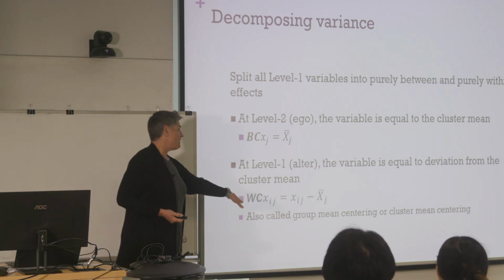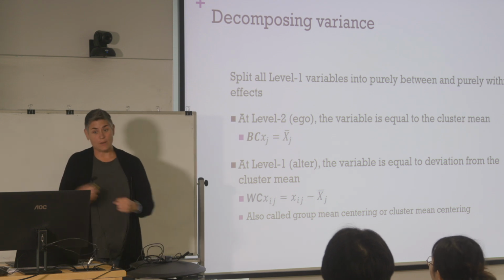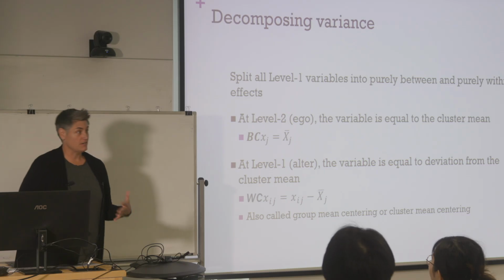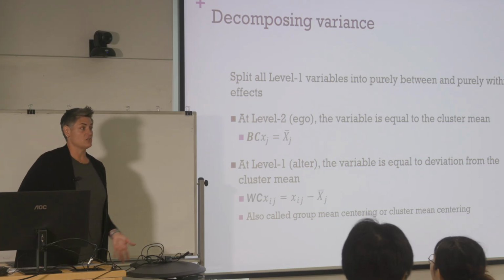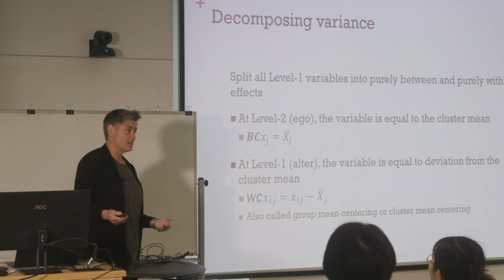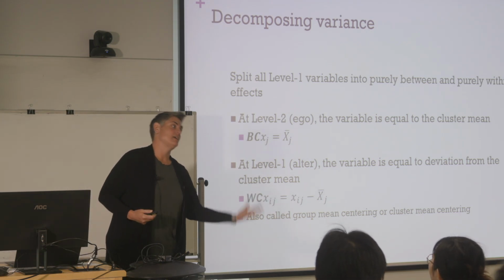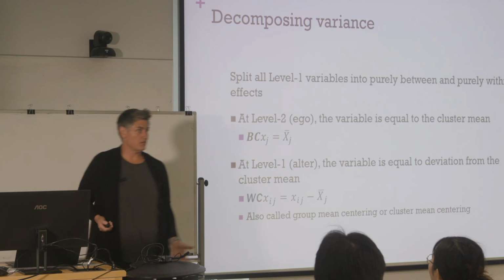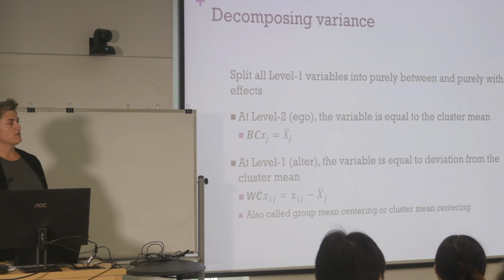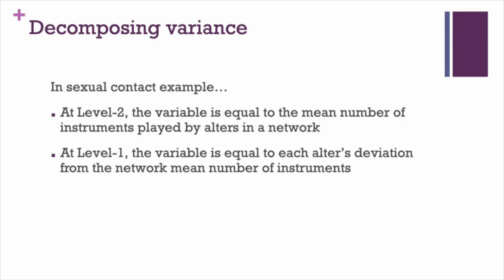But then at the alter level, you're going to take the difference between that alter's value and the mean. So essentially that variable becomes the deviation from the cluster mean. That alter's deviation from the cluster mean. So essentially, is that alter different from my network on average, right? Do they play more instruments on average than the rest of the people in my network, or fewer instruments on average, right? Sometimes this is called group mean centering or cluster mean centering. You may have heard it called that. And so this is another way to do this.